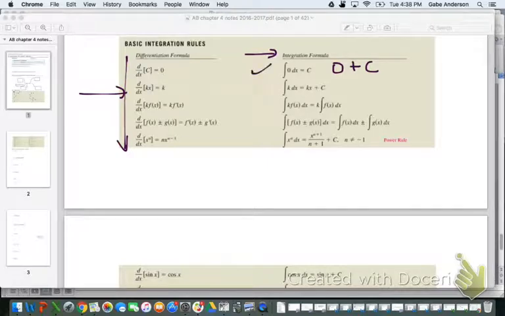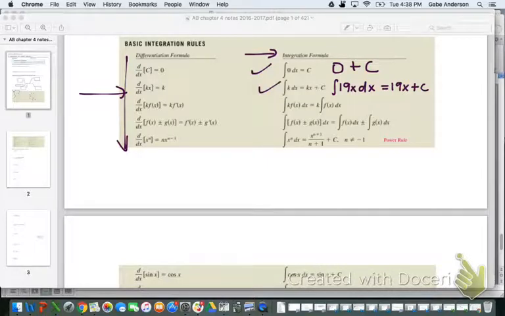The next one, the letter k stands for a constant. And so what this is saying is that the antiderivative of a constant is just equal to that constant times x plus c. So an example of this would be if we had the integral of, say, 19, we would end up with 19x plus c.